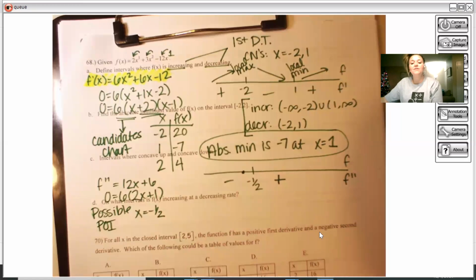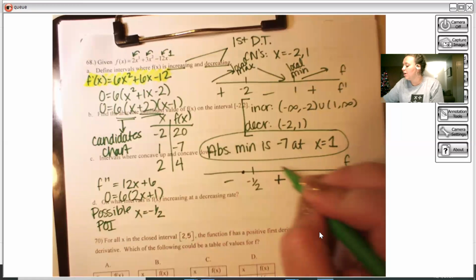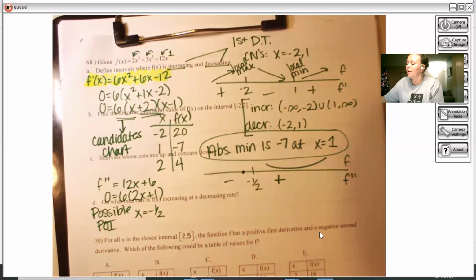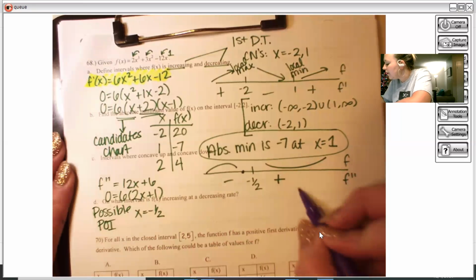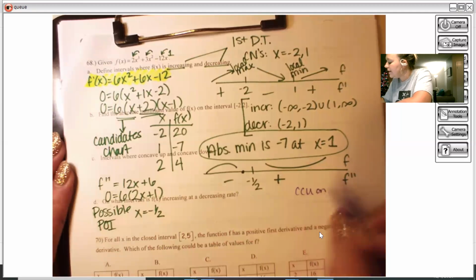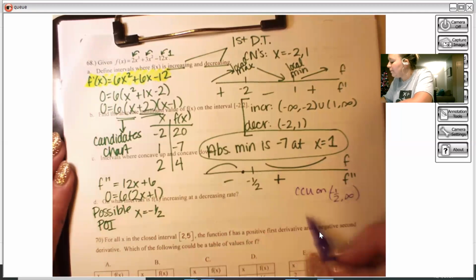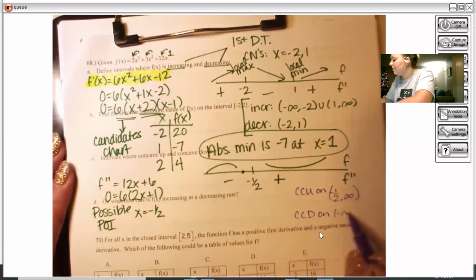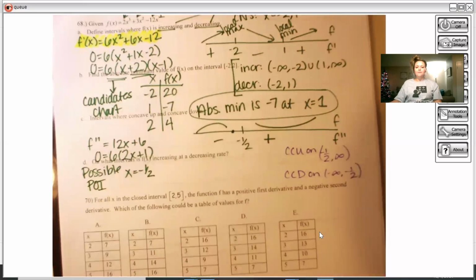Then remember, when f double prime is positive, f is concave up. When f double prime is negative, f is concave down. So that means that my graph, let me switch colors here, would be concave up on -1/2 to infinity, and concave down on -infinity to -1/2.